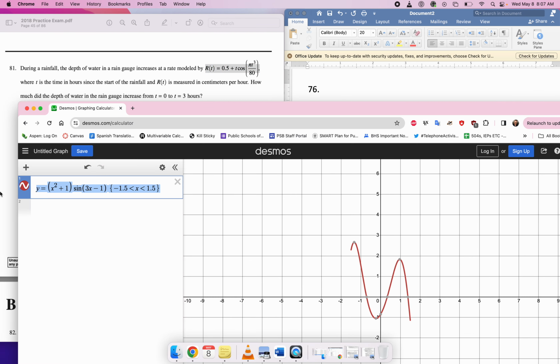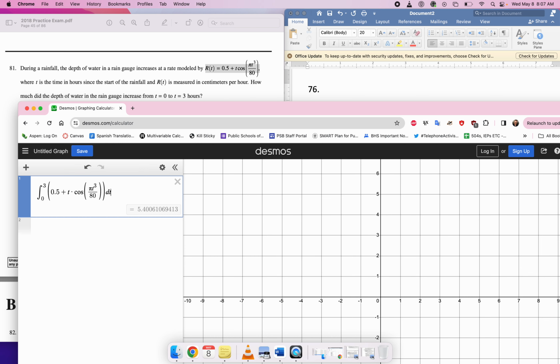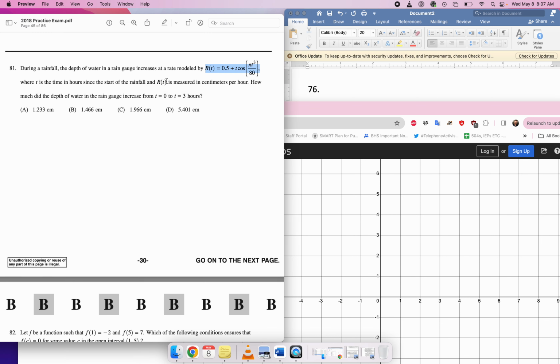Don't be trying to find antiderivatives of this thing. You are wasting time if you're doing that. So I'm looking for the integral from 0 to 3 of 0.5 plus t times cosine of pi t cubed over 80 dt. Looks like it's 5.4. Yep, looks like it's D.